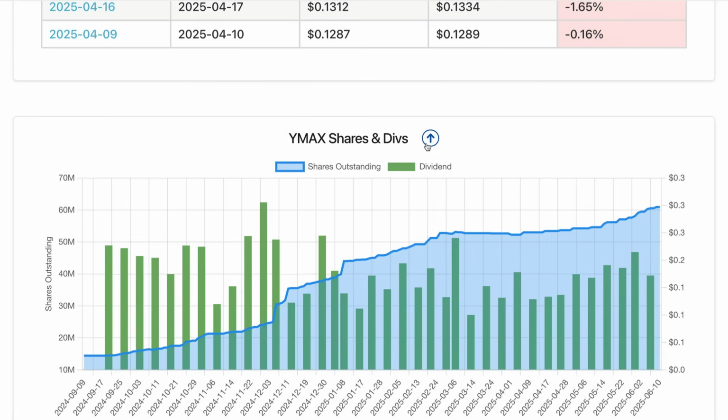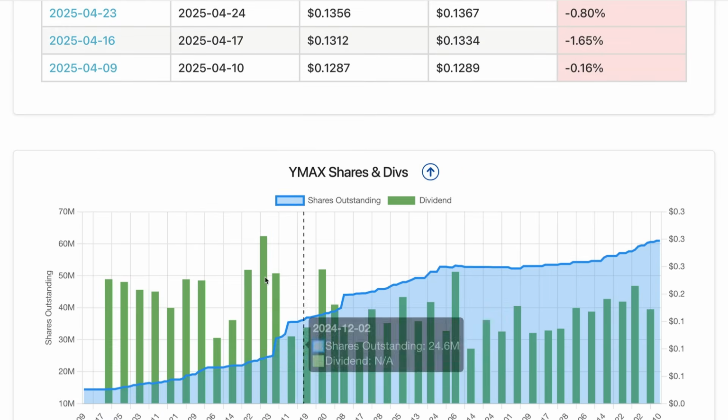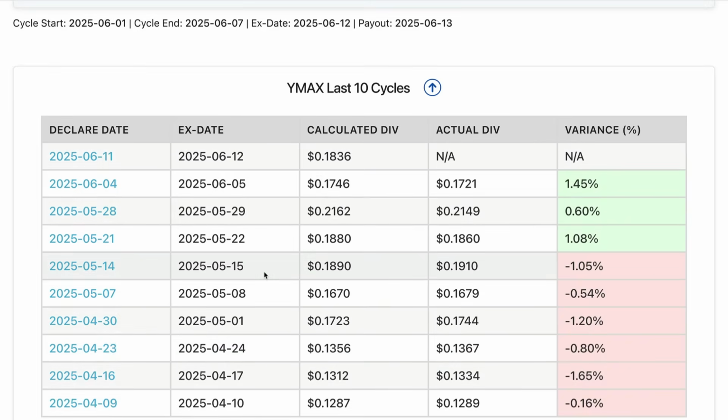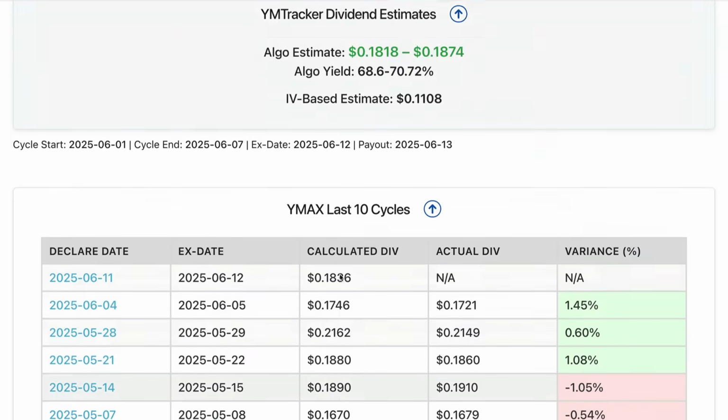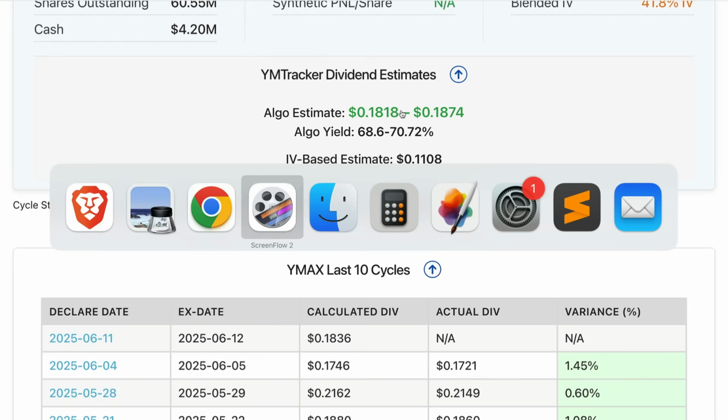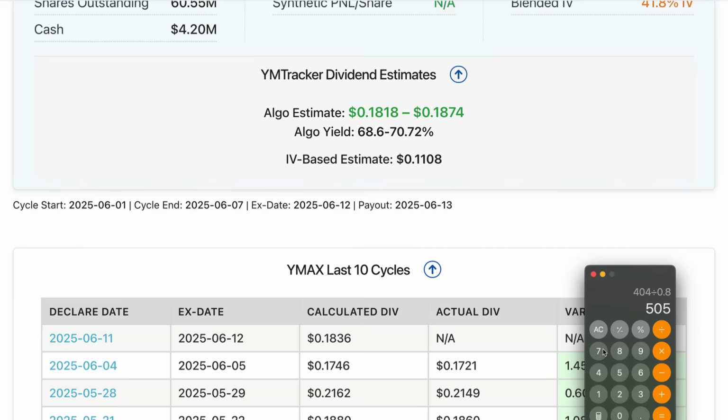And what's even cooler, back when they went with weekly payments, right before that they were paying about 60 to 65 cents. But now the average payment, let's say it's like 17 cents, but that's 52 times per year. So let's do this: 0.65 times 12, that's $7.80. And then 0.17 times 52, that's $8.80. So we're already getting a higher dividend and a higher yield.